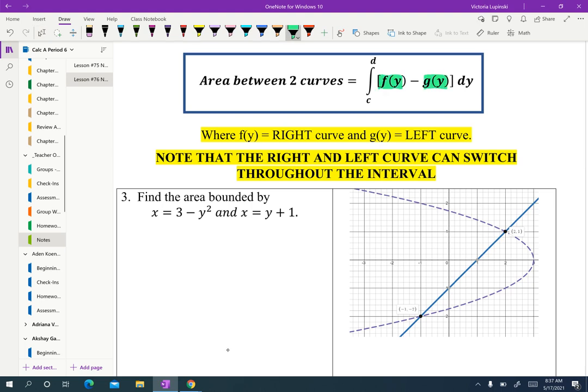Instead of g of x, it's g of y, and you have to make sure you do dy. Notice that instead of a to b, it's c to d, where those are the y bounds. You're always going to assume that f of y is the right curve and g of y is the left curve. So instead of top minus bottom, you're always going to do right minus left. And notice that just like before, the right and the left curve can switch throughout the interval.